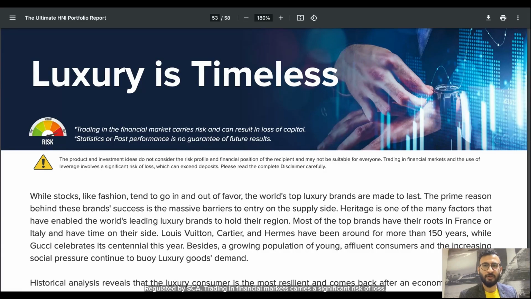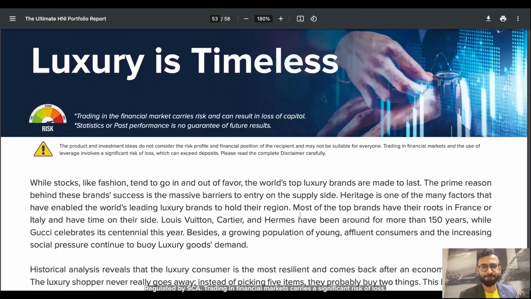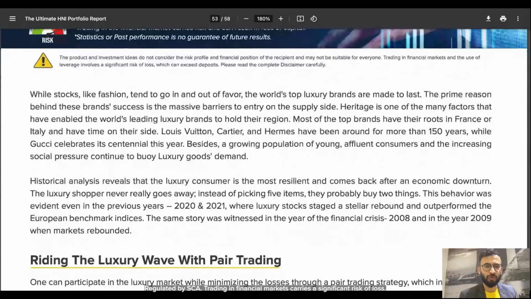Now, when you look at this flyer and read it closely: while stocks like fashion tend to go in and out of favor, the world's top luxury brands are made to last. The prime reason behind these brands' success is the massive barriers to entry on the supply side.